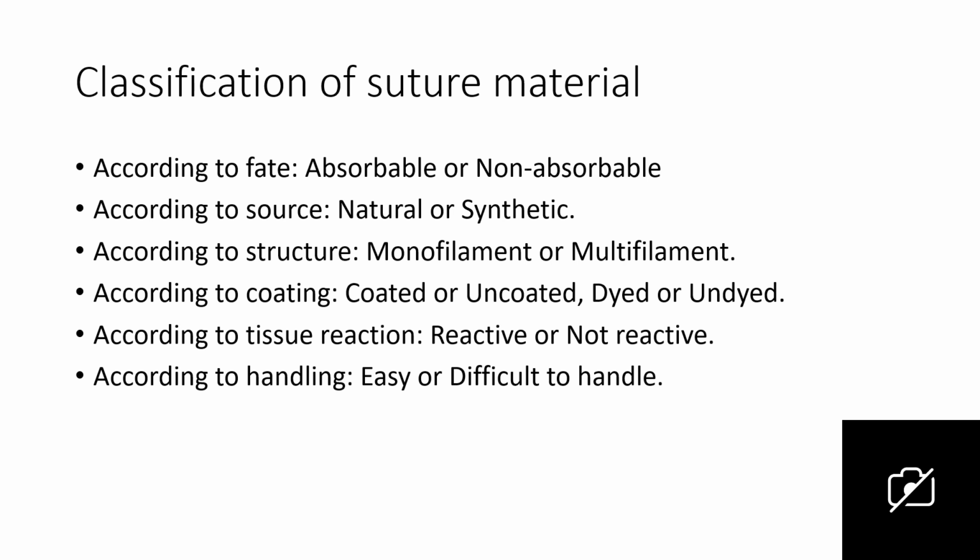According to the source, how is the suture obtained? Natural or synthetic, made in the factory, or from animal structure. According to the structure that we are going to use the suture for, monofilament or multifilament. According to the coating, coated or uncoated, dyed or undyed. Dyed means the color, usually purple or so.